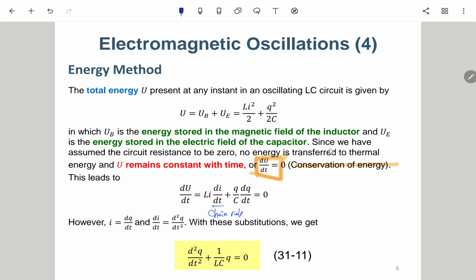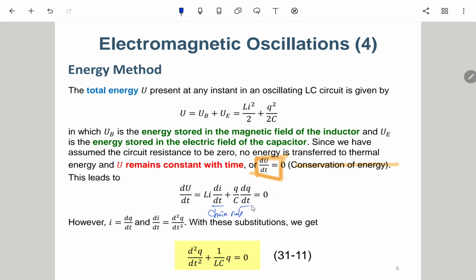And then next, we take the derivative of the second term. 1 over C is the constant, so we put it here. And then the derivative of q squared is 2q, so the 2 cancels with the 1/2, and we only have a q here. Also for the chain rule, we need to take the derivative of q, giving dq/dt. These two terms are due to the chain rule. So this is dU/dt equals 0.